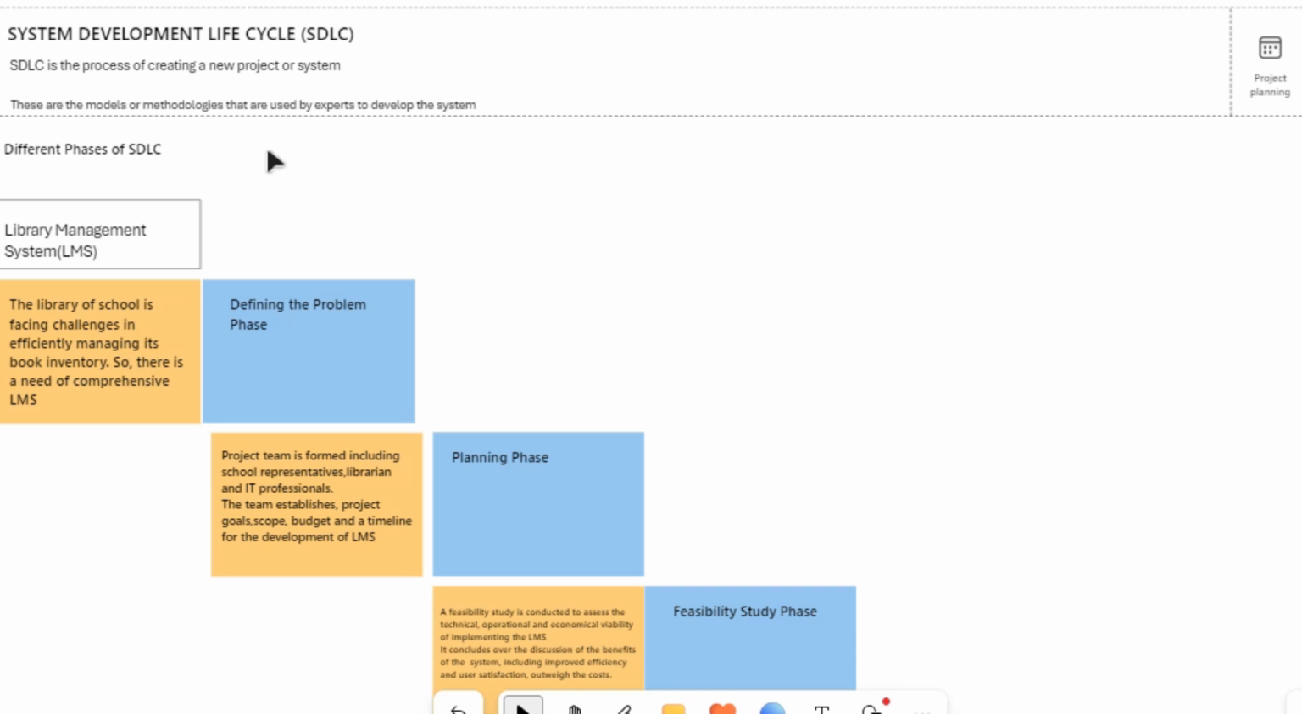System development life cycle is the process of creating a new project or system. It means that it is the process in which a software engineer will go through all these steps for making a successful project. It includes all the models or methodologies that are used by experts to develop the system.